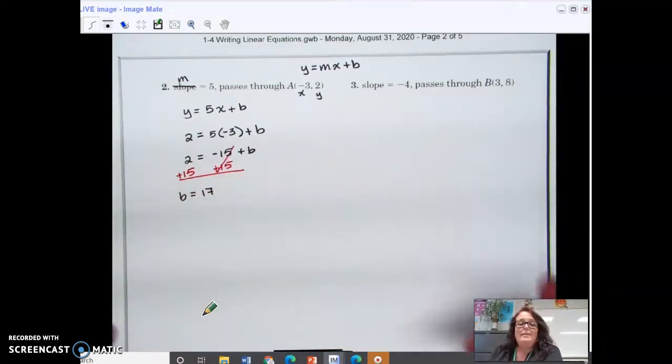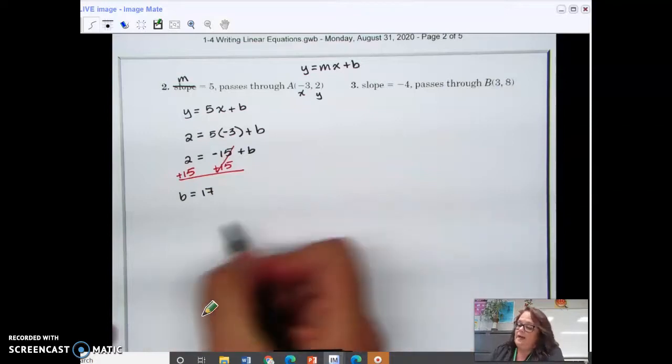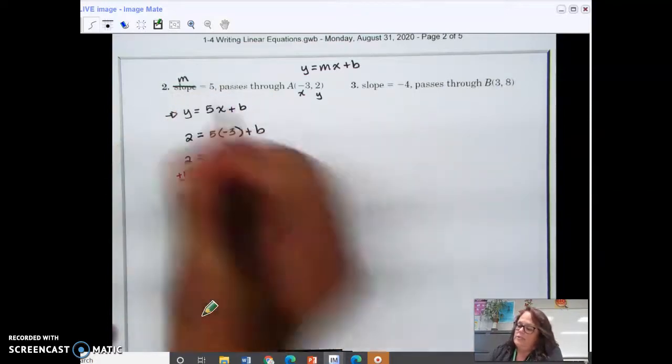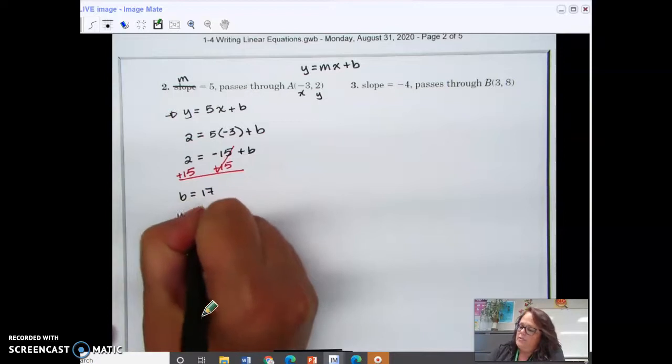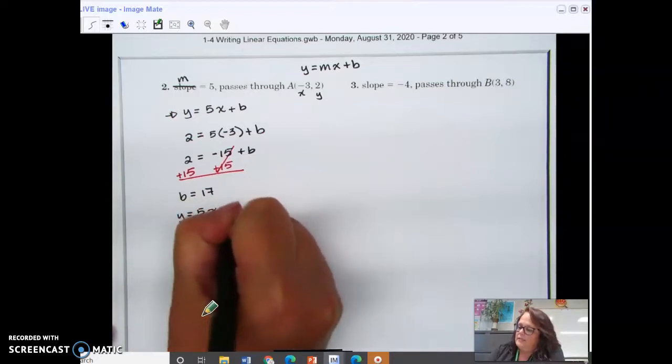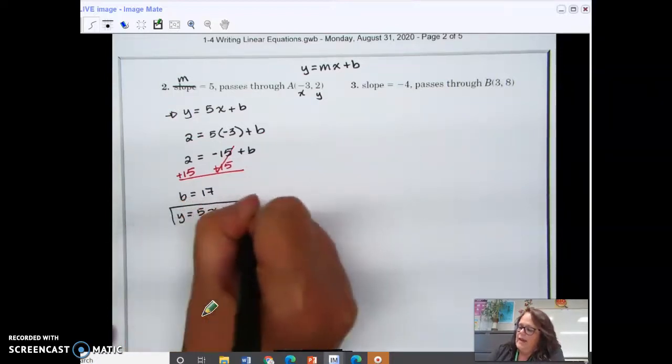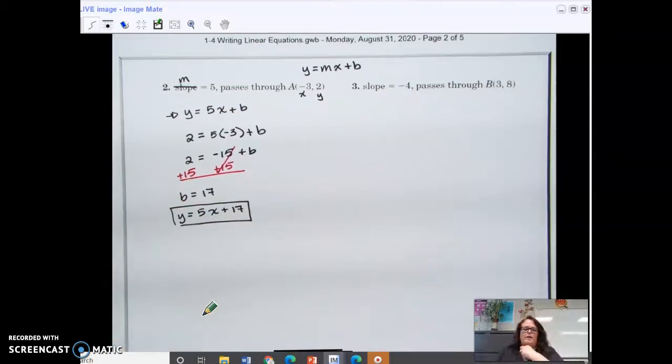The only thing is I'm not done when I do that. I've got to plug that back into this equation here. So that means I have y is equal to 5x plus 17. Now I have the slope-intercept form of that line.